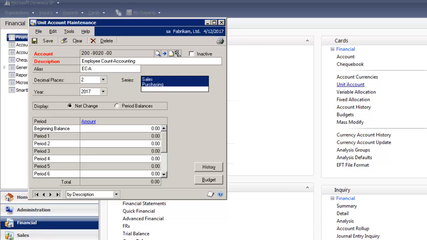You would enter an account number, which is done in a very similar manner to entering a posting account. You enter your description. You also have the ability to assign an alias. For the decimal places, you can choose the number of decimal places, and you can assign a year.